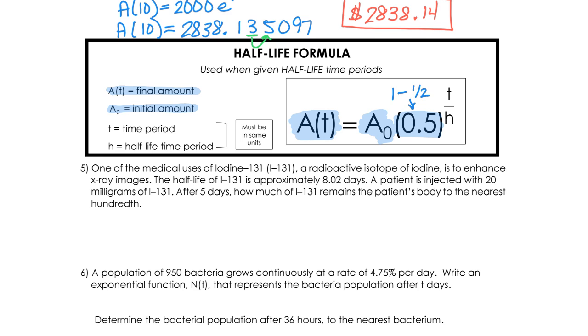1 minus a half, guys, is 0.5, and that's where they're getting that. However, we don't have to really do anything. That 0.5 just stays in our formula, okay? And then it's raised to the t divided by h. T is our time period, and then h is our half-life time period. So we have to be careful that we use the right things in those two spots, okay?